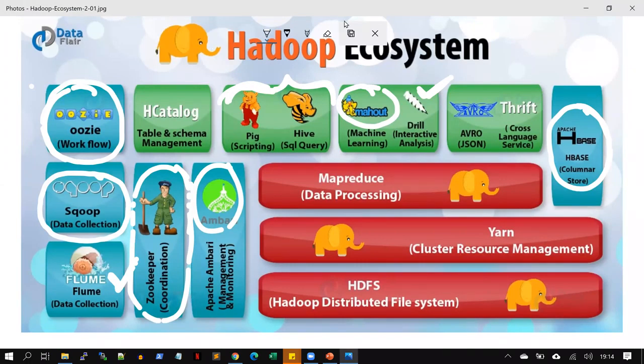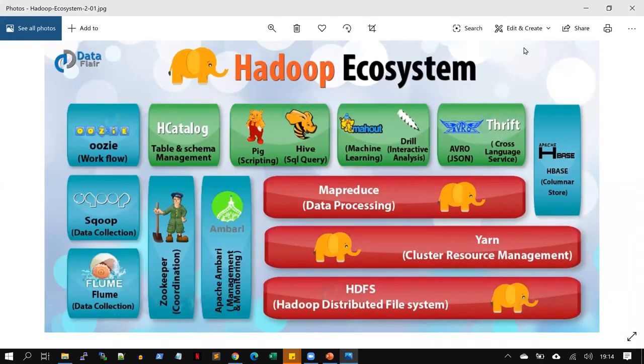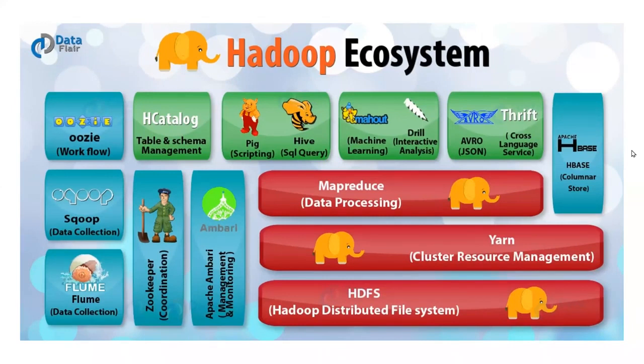Okay, let me remove these drawings. Yeah, so this is what we call Hadoop ecosystem. So what is Hadoop ecosystem? It is Hadoop and all the tools you can install on top of Hadoop. Does that mean these are the final list of tools you can install on Hadoop? No, this is just a partial list. This does not cover all the tools you can install on top of Hadoop, but maybe I can say the most commonly used tools you can find here.